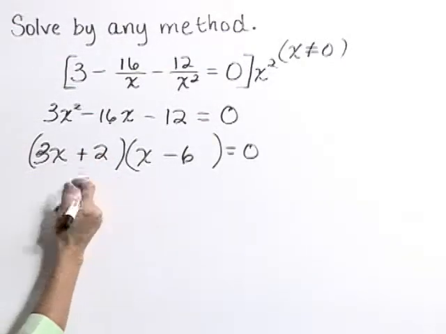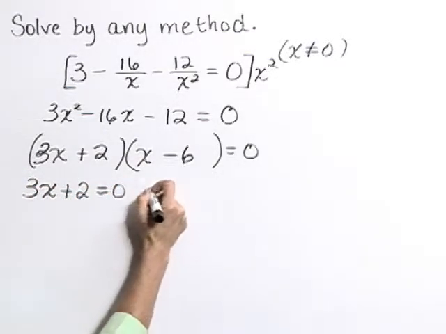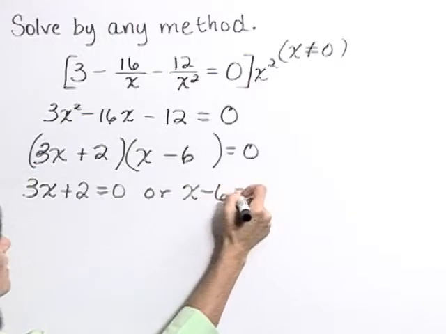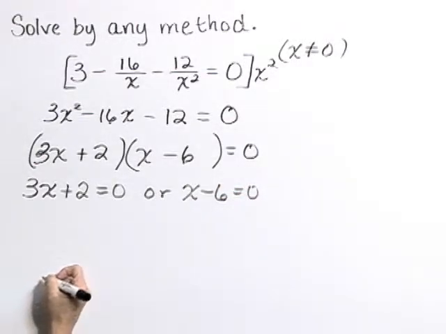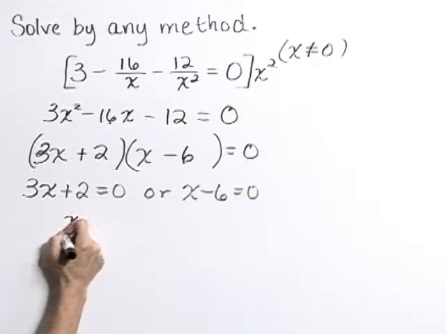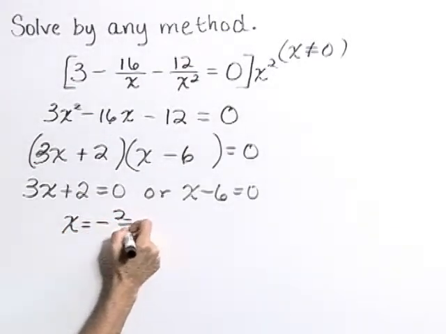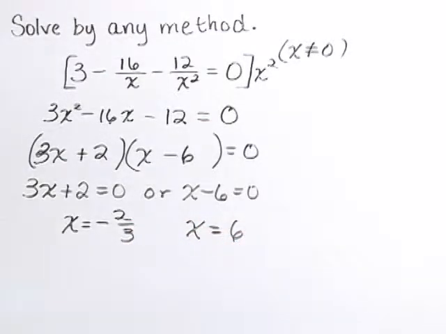So now use your zero factor property. 3x plus 2 is 0, or x minus 6 is 0. Solve each linear piece. Here, subtract your 2 over, divide by 3 to get x is equal to negative 2/3, or x is equal to 6.